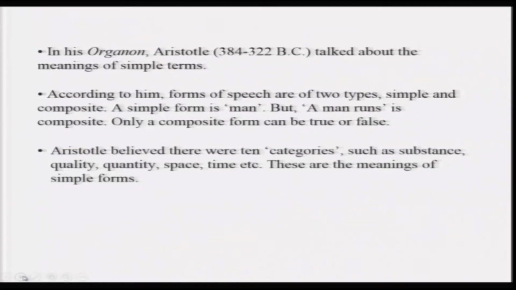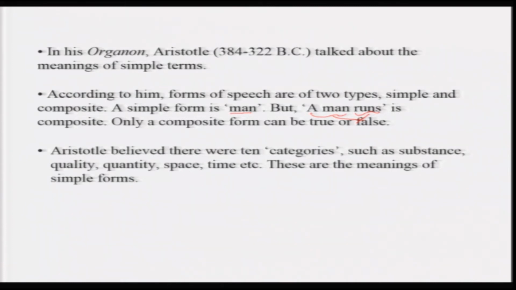According to him, meanings are of several types. So, mainly they are of two types. So, that is one typology: a simple form and a composite form. For example, man is a simple form, but when you have "a man runs", it is a composite form. Only a composite form can be true or false.